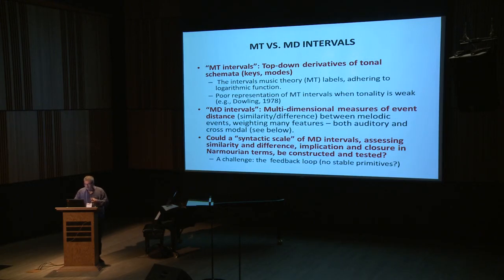So, we can't finish a presentation without acronyms, and I'm going to suggest 2 acronyms. MT intervals, which are the log function-based intervals that we all know. And I would suggest that these are top-down derivatives of tonal schemata, of the organization of keys, modes, ragas, and so on. And one kind of support for this are many studies of Jay Dowling and collaborators that show that we have a very poor representation of intervals per se when melody is atonal or tonally ambiguous or quite new and so on. We use contour.